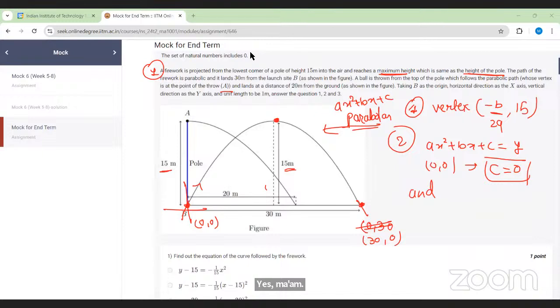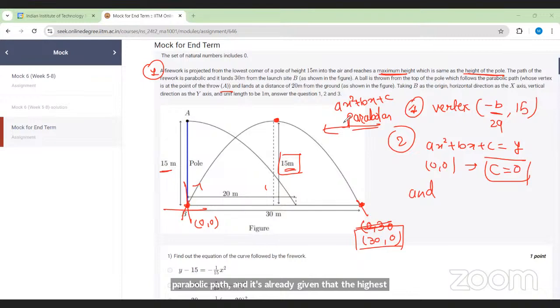If you don't understand any step, just tell me. I don't understand this parabola portion. See what happened. It's given that the firework is following this parabolic path, and the highest height is 15. We know that if you have a downward parabola, it will reach its highest point at its vertex. So we get the information about the coordinates of the vertex. The vertex will have the coordinates minus b by 2a, 15. Right.